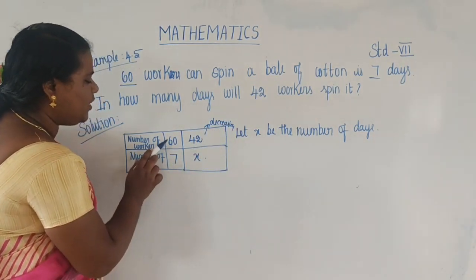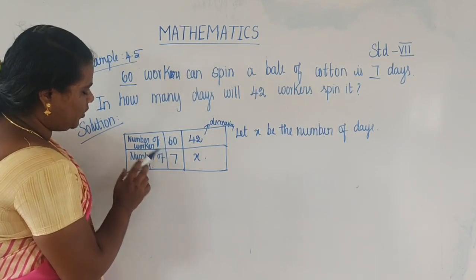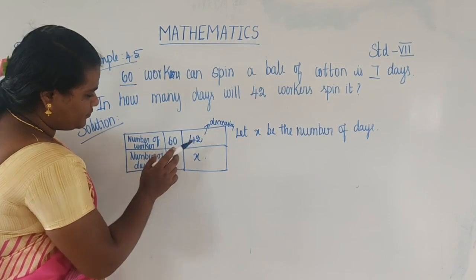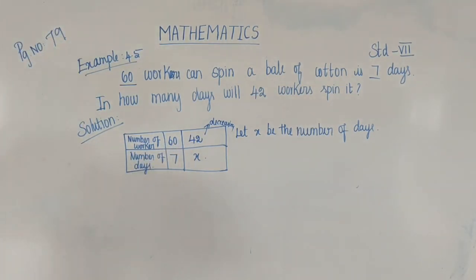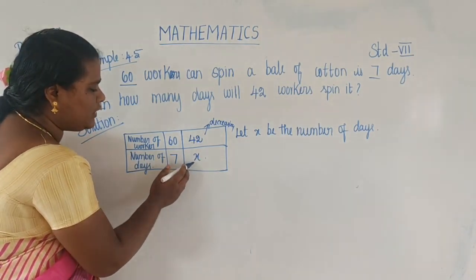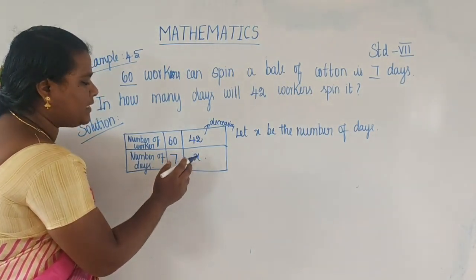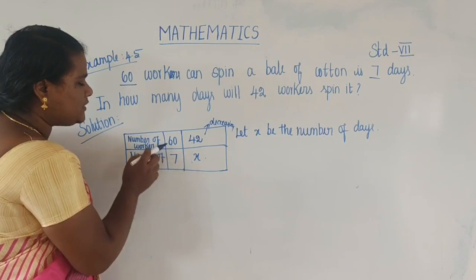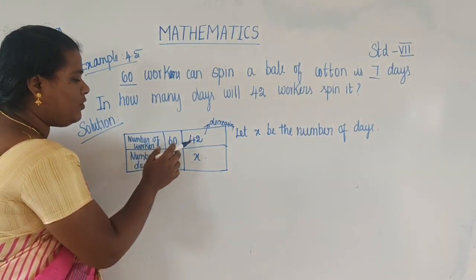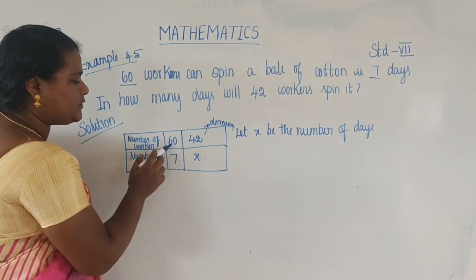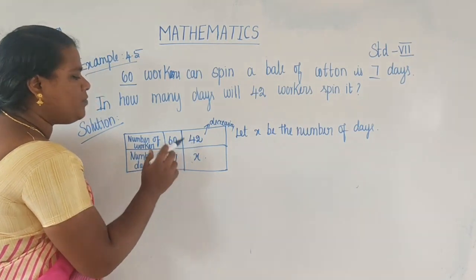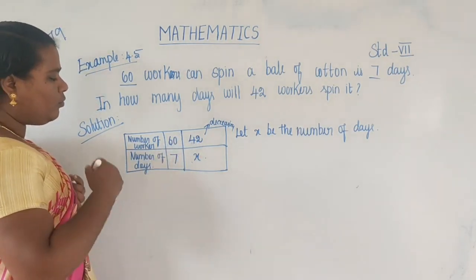60 workers completed one job in 7 days. So the workers are decreasing, so the number of days must be increasing. 60 workers completed in 7 days. Therefore, for 42 workers, 60 is big and 42 is small, so 42 workers must take more days.